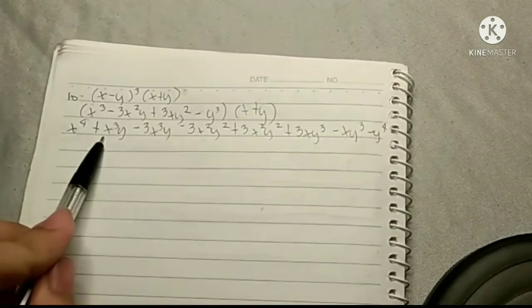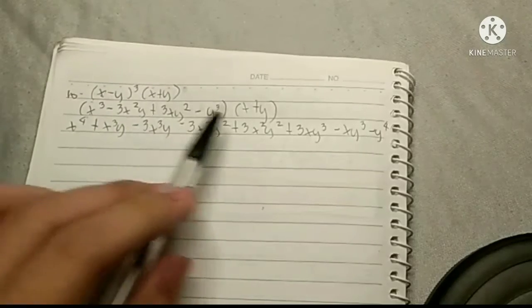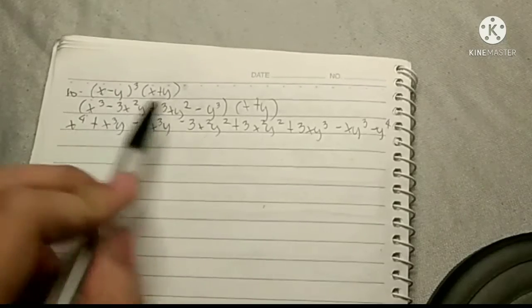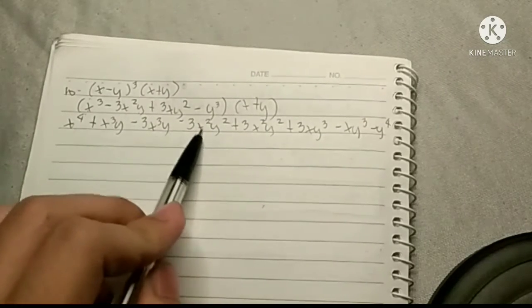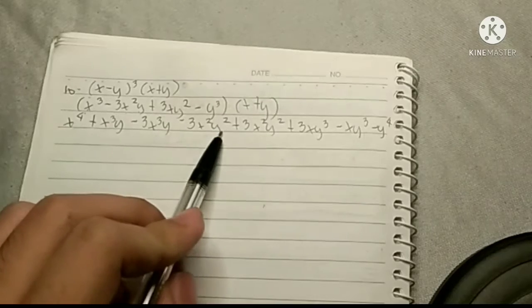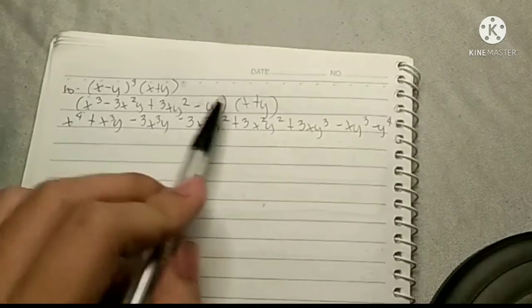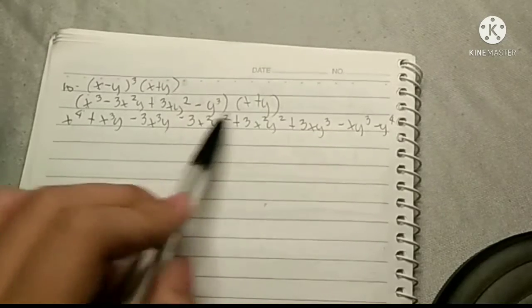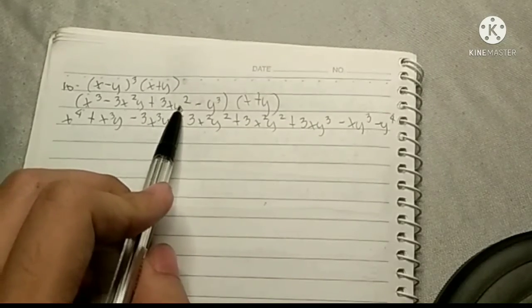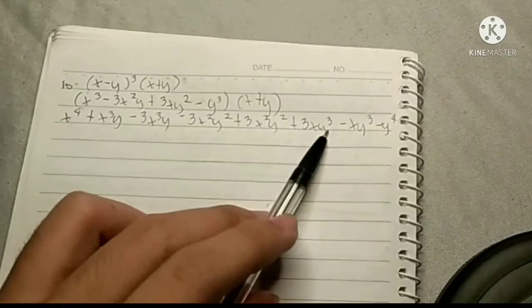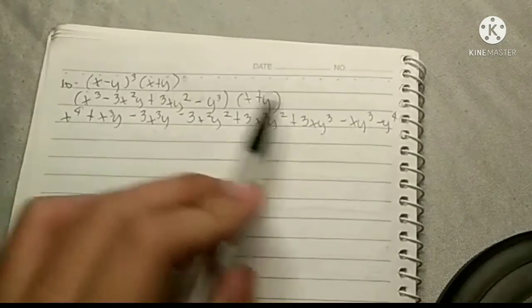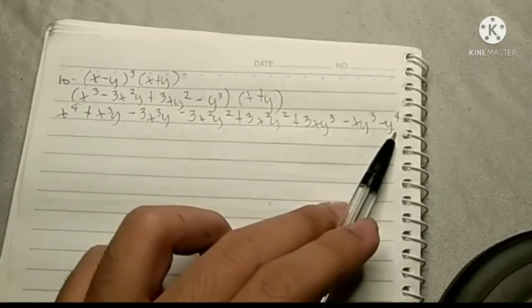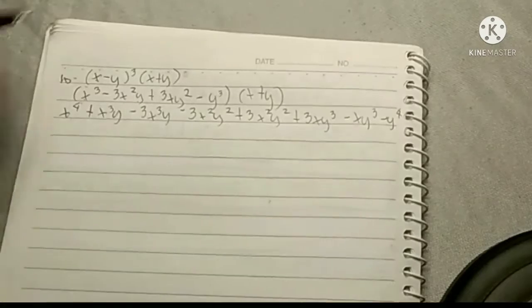And now we can multiply. x cubed times x is x raised to 4, x cubed times y is x cubed y, then negative 3x squared y times x is negative 3x cubed y, then negative 3x squared y times y is negative 3x squared y squared. Then our positive 3xy squared times x is 3x squared y squared, 3xy squared times y is 3xy cubed. Then our negative y cubed times x is going to be negative xy cubed, and negative y cubed times y is negative y raised to 4.